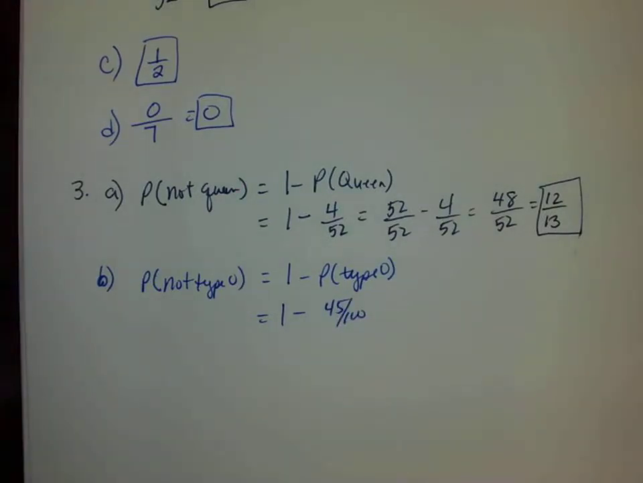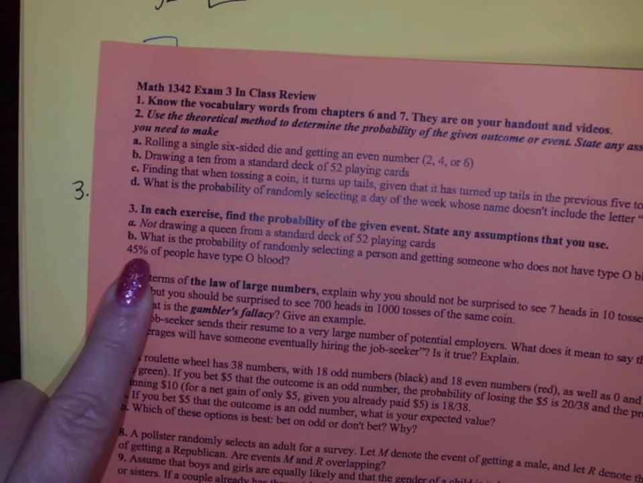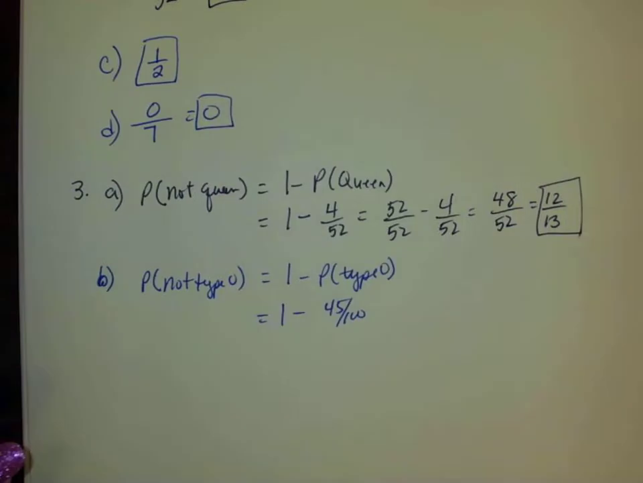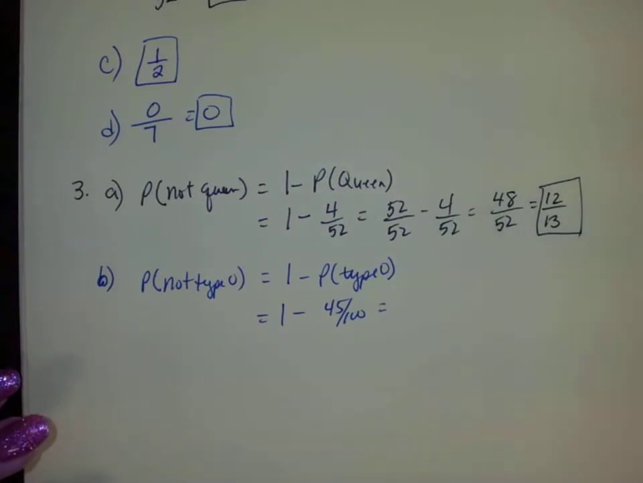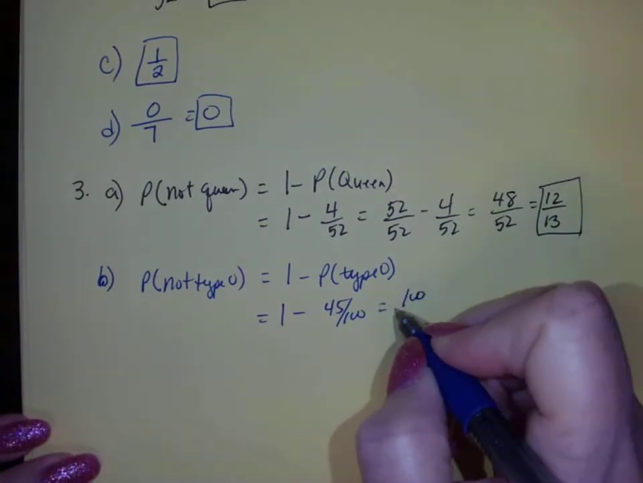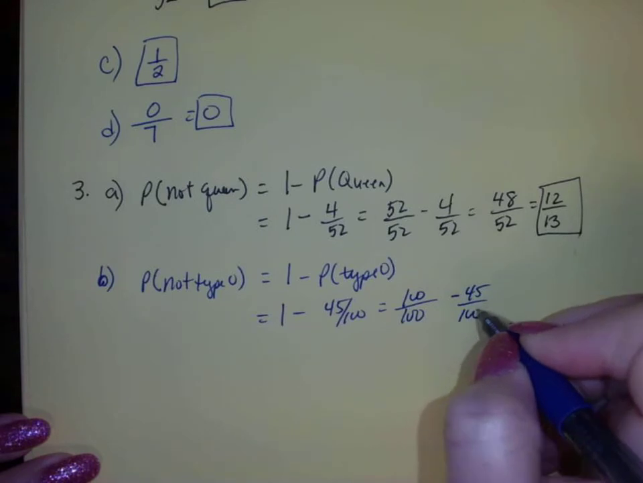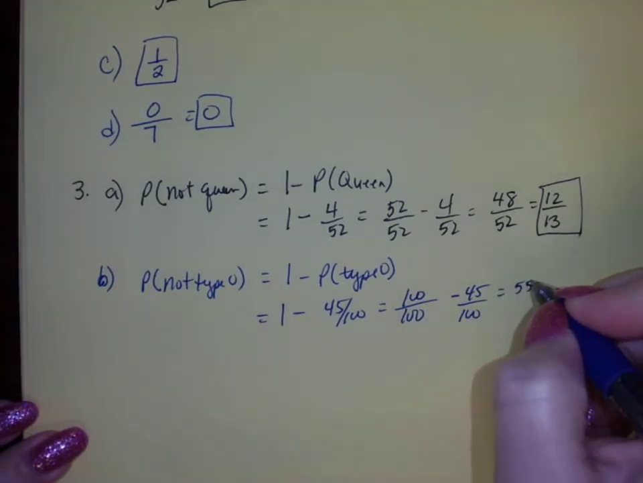So how do we know it's 45 over 100? Well, because they gave it as 45%. And I can change that to be a fraction of 45 out of 100, right? So 45 out of 100. All right, so we need to get our common denominators again. So 100 over 100 minus 45 out of 100. Well, 100 minus 45 will get us 55.